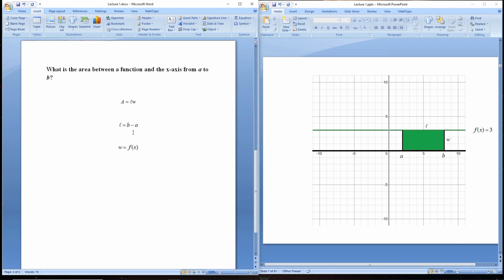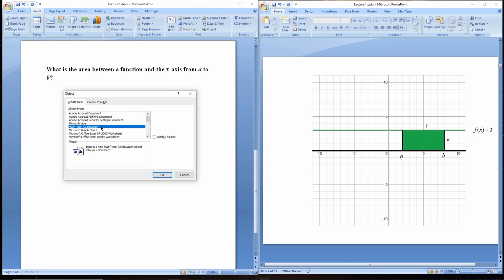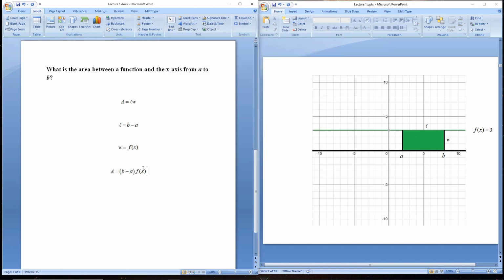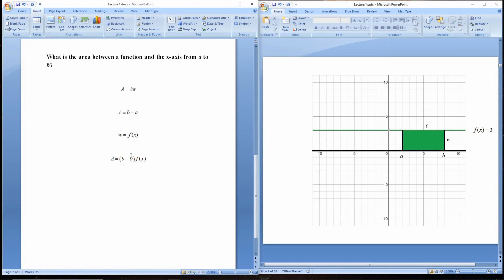So given these two new expressions, we can then express A in terms of these new expressions. So now we're going to have that A equals, instead of L, B minus A. And instead of W, because we know W is the function, we can just replace that in there. And this is still the same area formula as you're familiar with, length times width. It's just written differently.